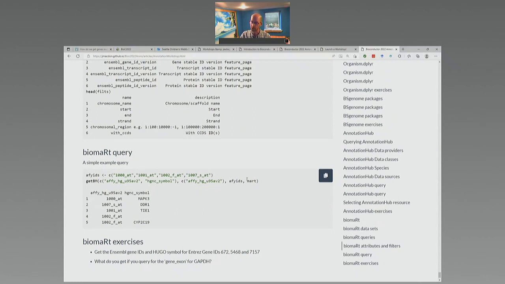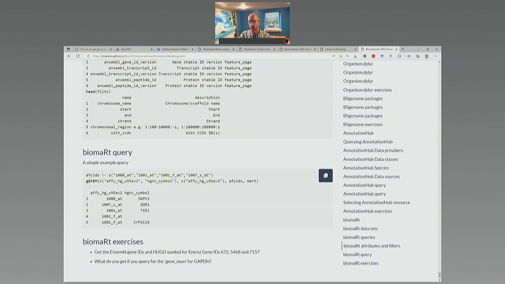So two things to note here. First thing, the filter is affy underscore hg underscore u95av2. Oh, Jenny's got a hack. That's not such a bad idea. So the trick here, you look at this: this filter and this attribute are the same thing. Oh, wait, no, they're identical. Never mind. Sometimes they're different.